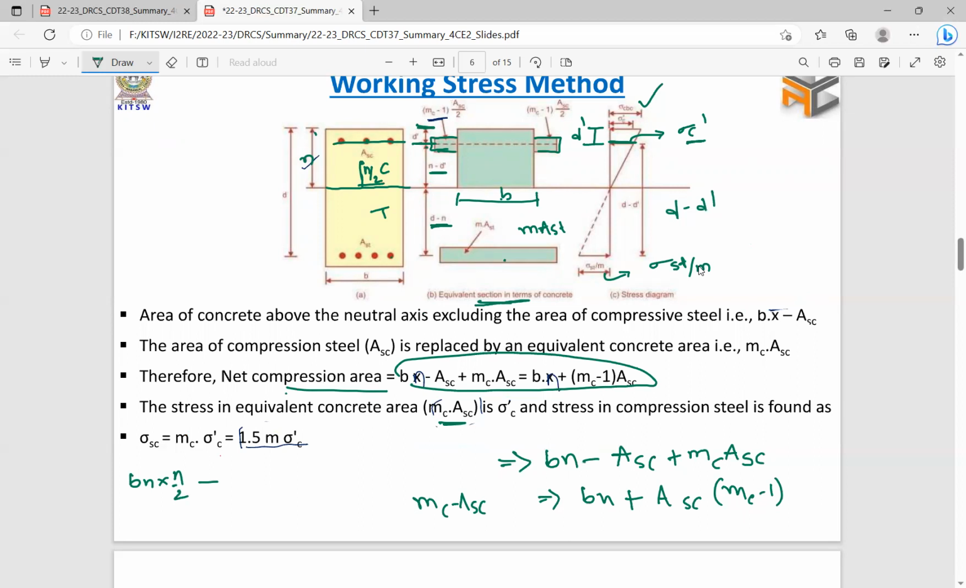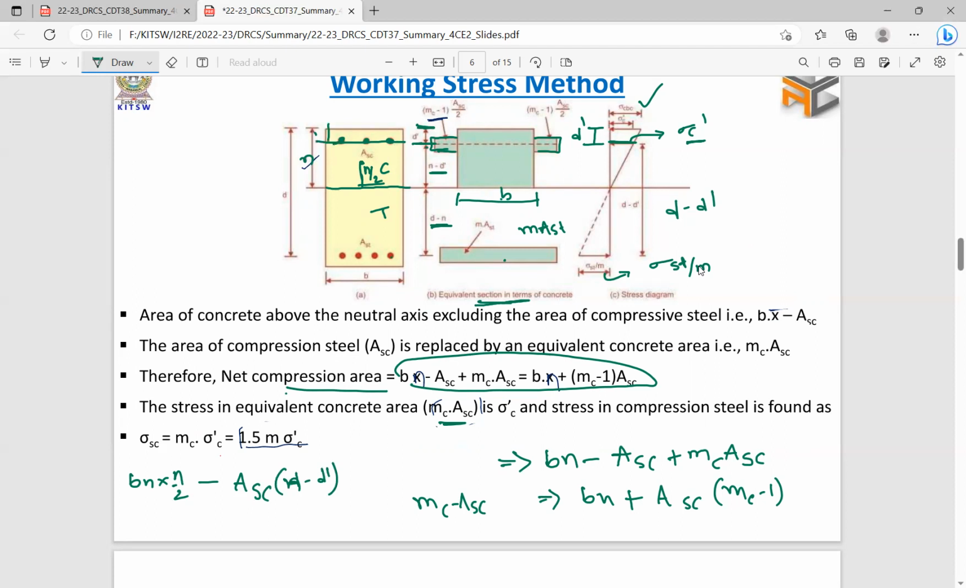The steel area is located here, so the CG of the steel area will be here. So moment is equal to area into perpendicular distance, ASC. We need to deduct the steel from this concrete portion, ASC into d minus d dash. So that is not d minus d dash, it is n minus d dash. So this is the neutral axis depth.